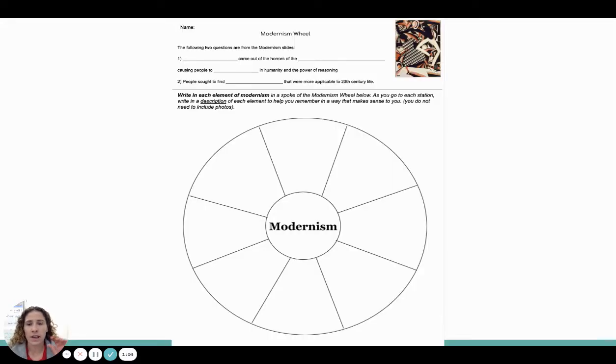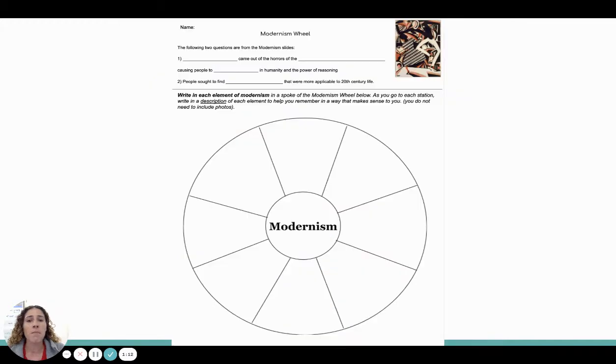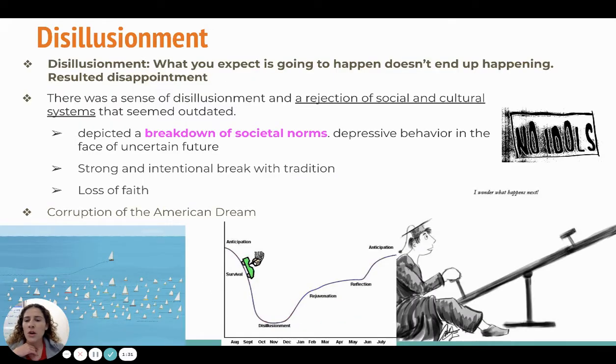So you should have filled in that first part of your modernism wheel, and now you're going to fill in the spokes. So we've done this before, remember, with postmodernism. It looked kind of like this. So now we're doing modernism for The Great Gatsby. So you're going to be filling in each spoke with the modern element. So put the title of each element and then write in a brief description that'll make sense to you. So don't write the whole slide, something brief. So by the end of these slides, you'll have filled out this whole wheel. So first up, we have disillusionment.